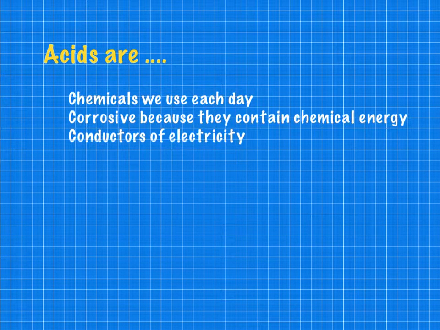And if we try to push electricity through acids, all the acids are going to let electricity go through them. And this is because they contain things called ions. Now, ions simply let electricity travel through a liquid, but you'll learn much, much more about them in high school.